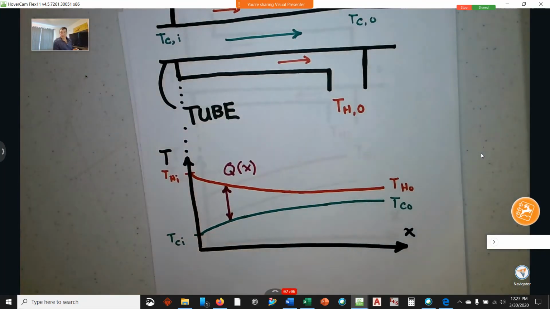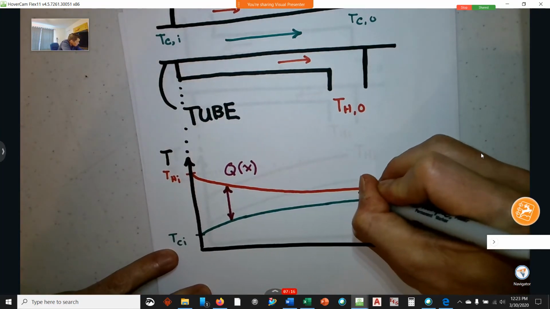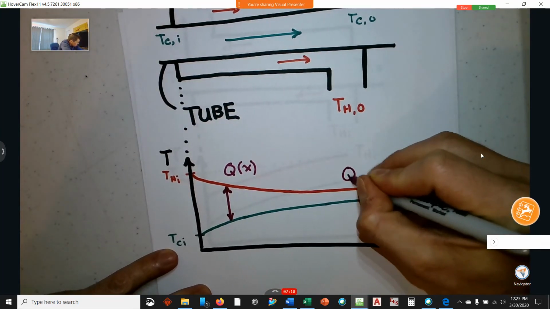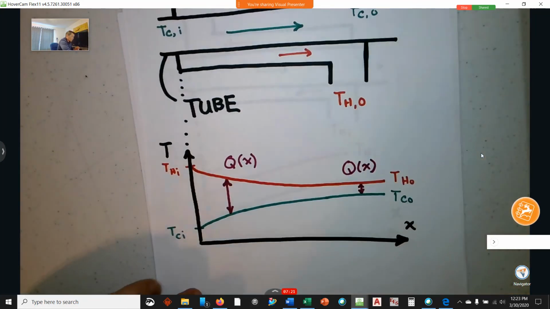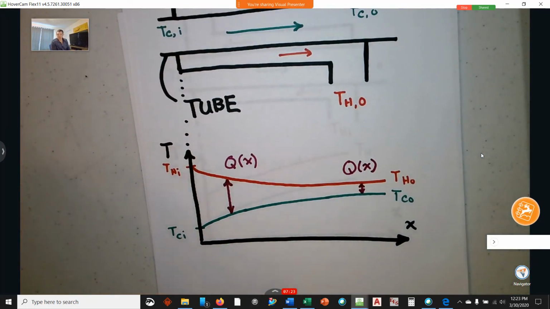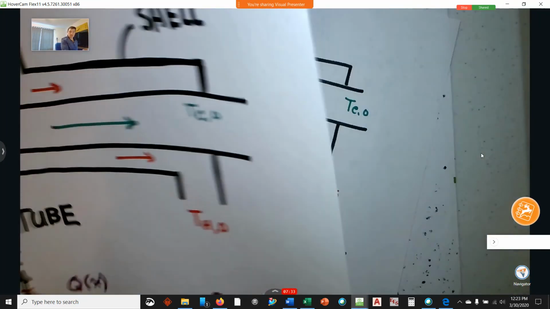So if we have a very large difference between the cold stream and the hot stream, Q is very large. By the time we've reached the outlet of this heat exchanger, Q of X is very small. This is becoming less and less efficient the longer we make it. That's not really desirable as an engineer trying to design something.